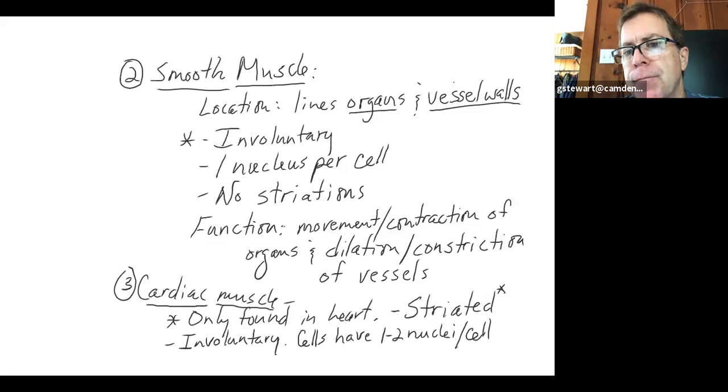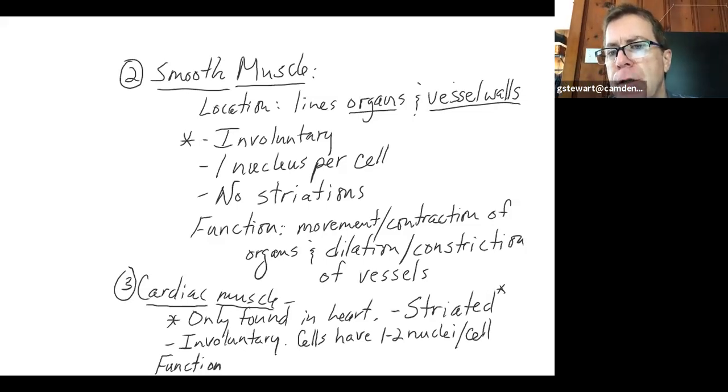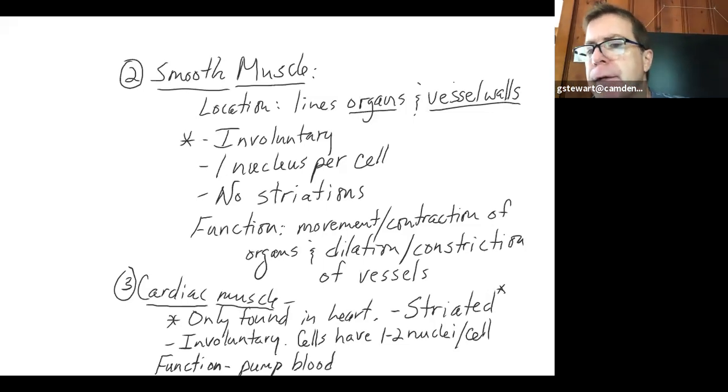Main function, all muscle, by the way, contracts. That means it gets shorter in length, and usually that performs some sort of action. So the function of this, as you know, is to cause the heart to contract and pump blood. The heart is just a pump. It keeps blood, that connective tissue, circulating throughout our vessels. All right, that's all I'm going to say about cardiac muscle as well. So we're finished with muscle.